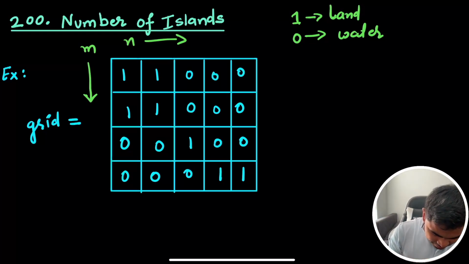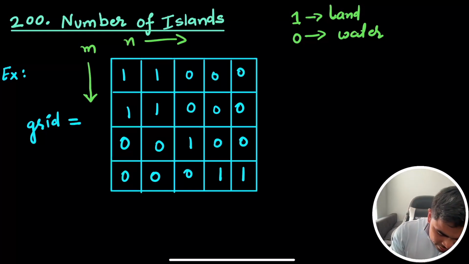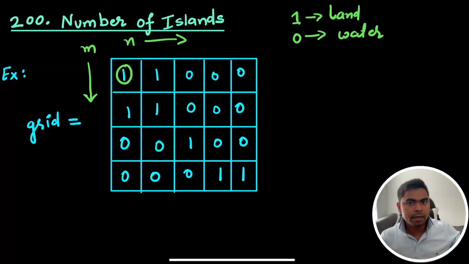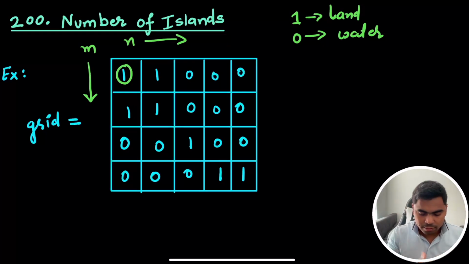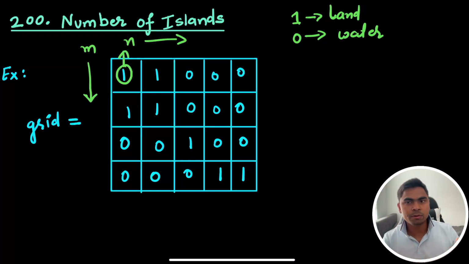So let's say I start visiting my grid. I see a 1. If I see a 0, that means water, I'm going to ignore that. But whenever I see a 1, like right here, that means now I need to cover the neighboring land. So I try to go up. We can only access top, bottom, left, right, because we were told that the lands have to be connected either horizontally or vertically, right?